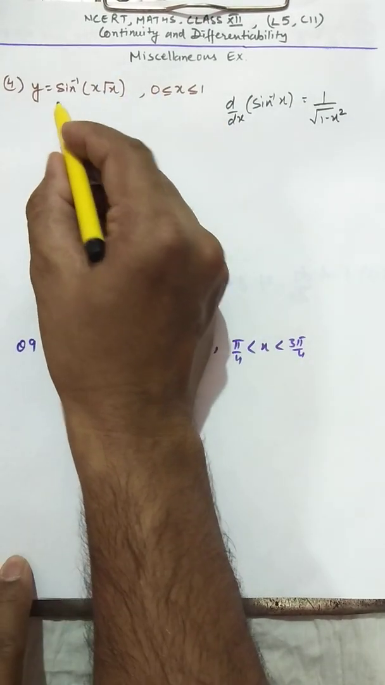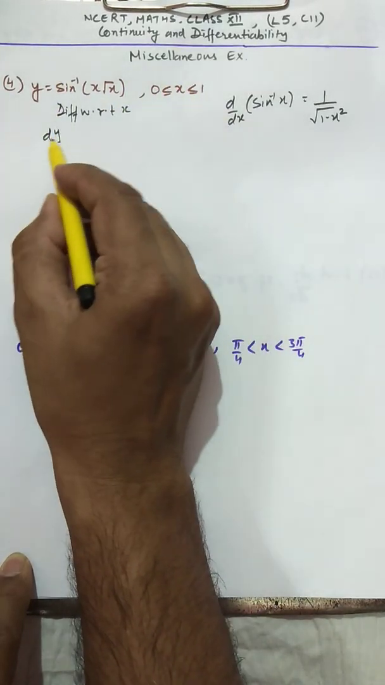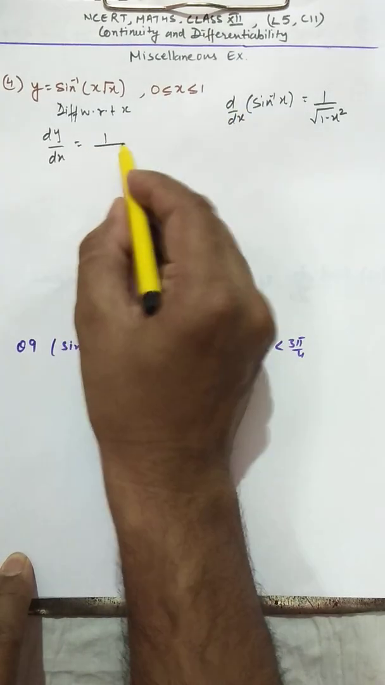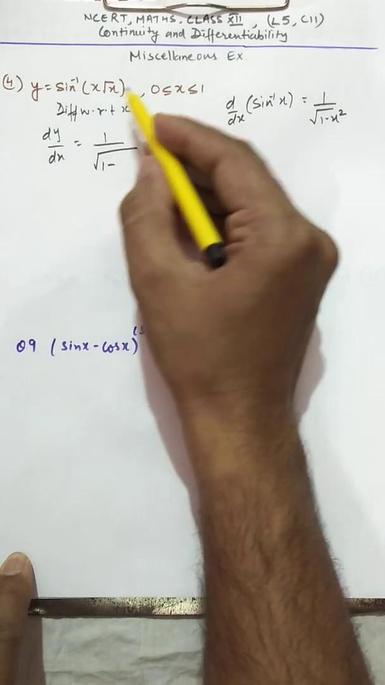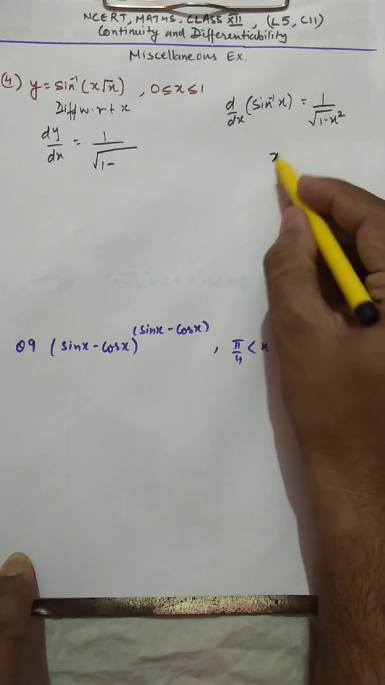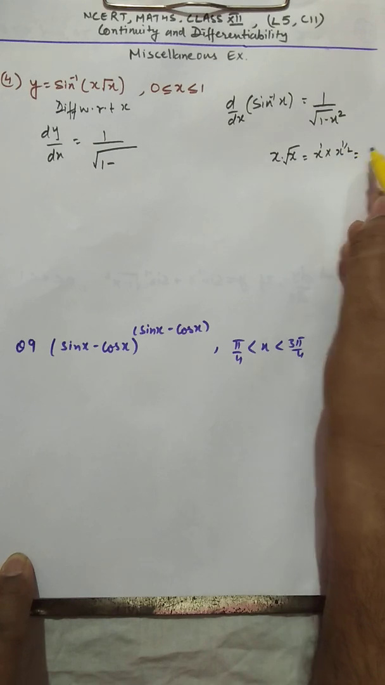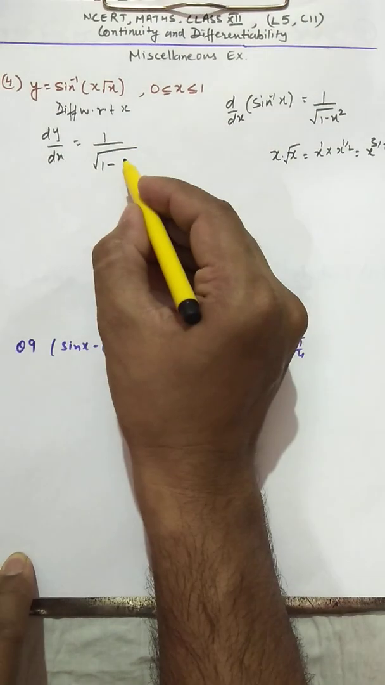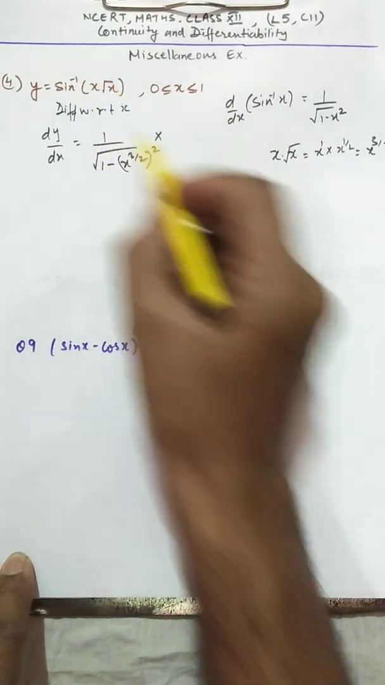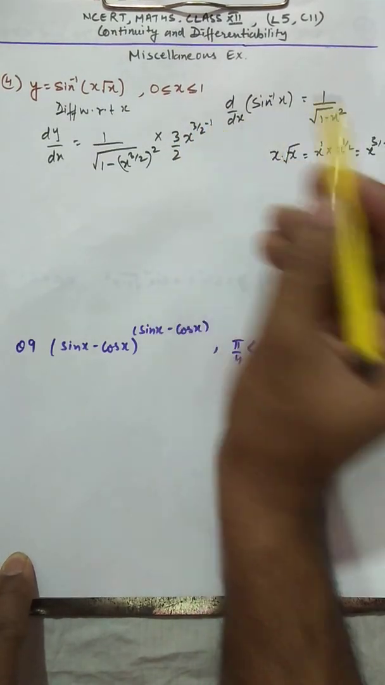So I am differentiating with respect to x. So this is dy by dx, and for sine inverse, this is 1 upon root 1 minus this x root x whole square. This is your x to the power 3 by 2. So I'm solving this here, x root x, this is x to the power 1 into x to the power 1 by 2. So this is going to be x to the power 3 by 2. So you can take x to the power 3 by 2 and this is whole square, into the derivative of x to the power 3 by 2. So this will become 3 by 2 x to the power 3 by 2 minus 1.